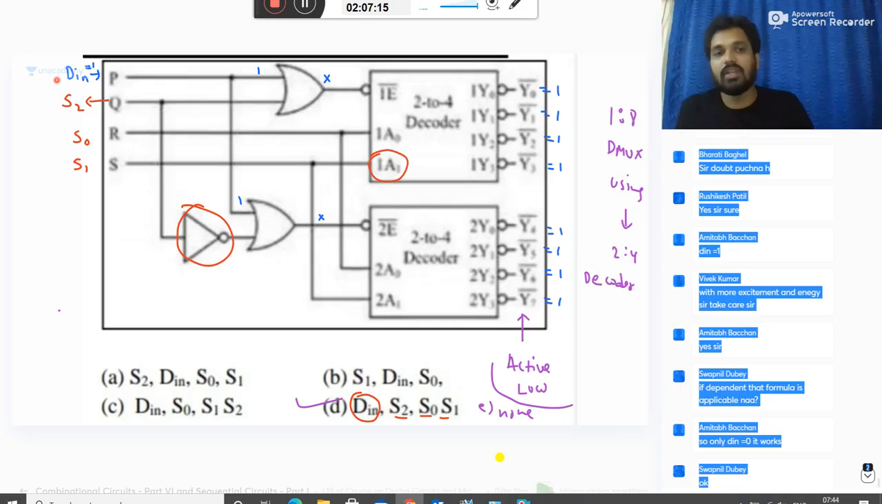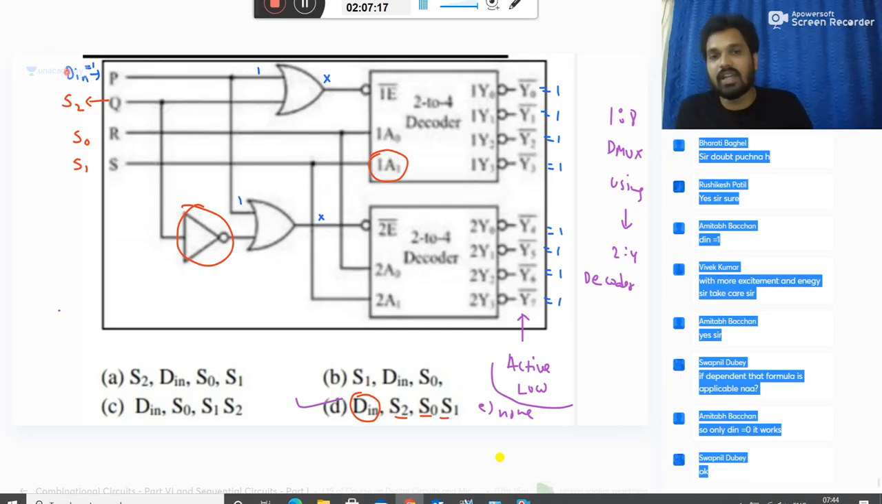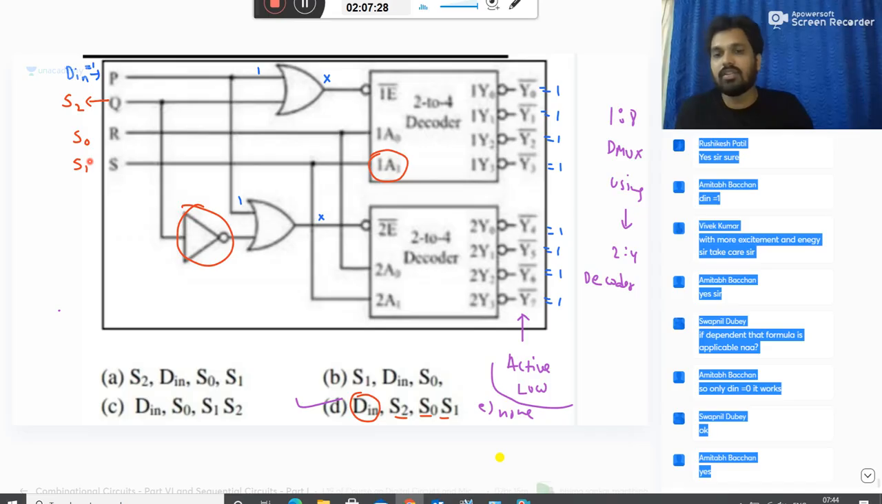That's what I am saying. Your Dn is transferred or not? Tell me. Your Dn is transferred or not? That's all. So based on the selection inputs, if it is 101 at 5, you check.